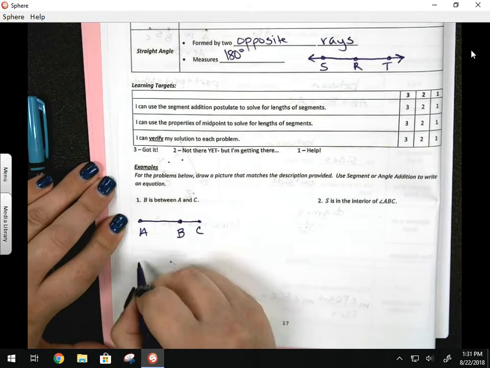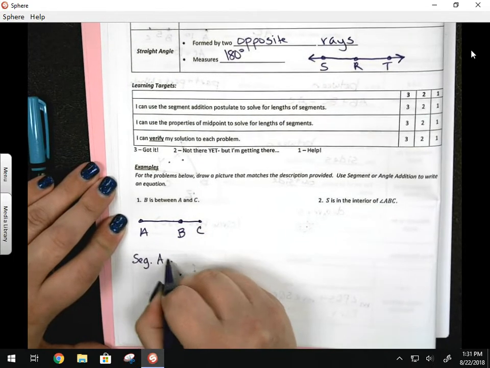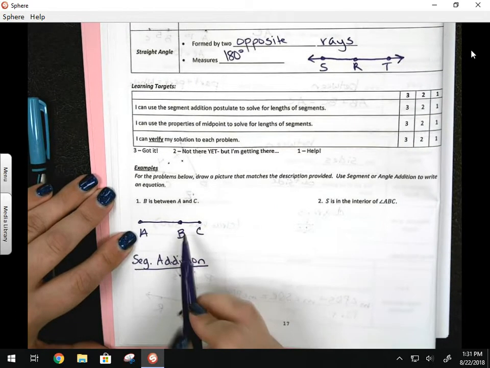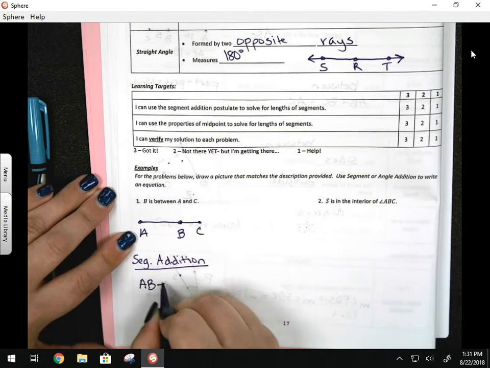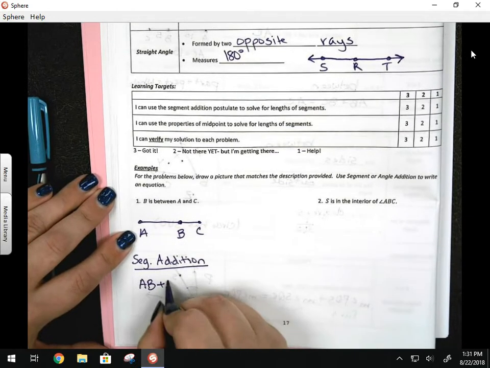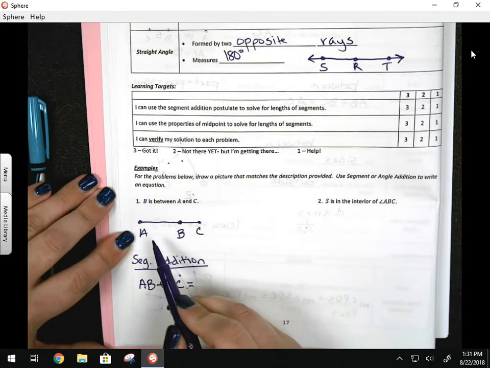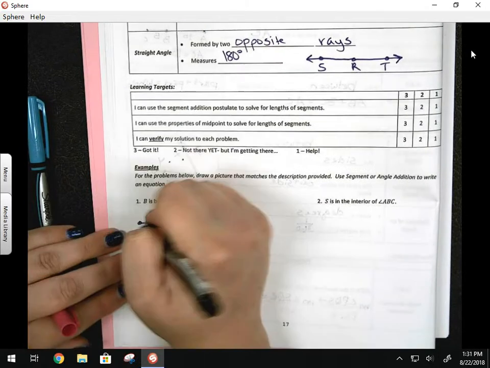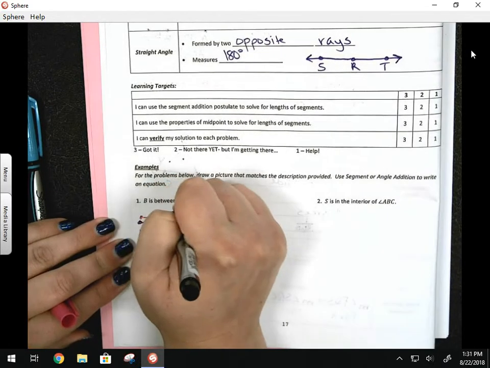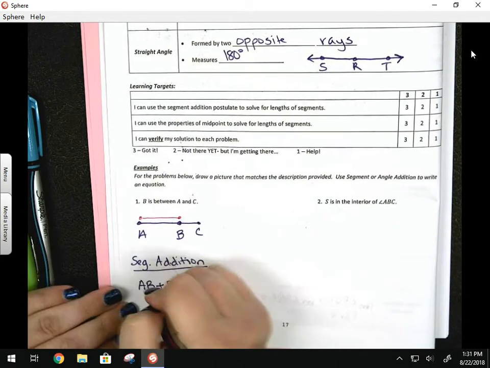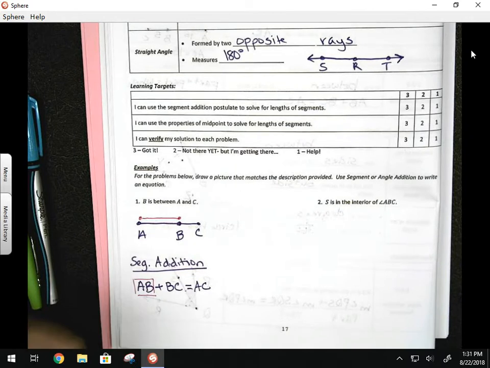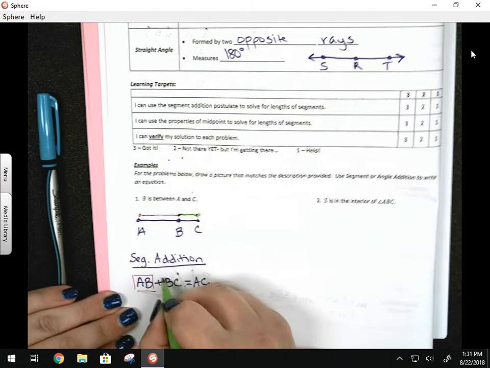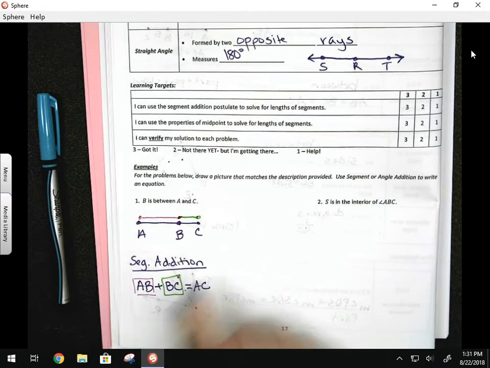And I know I'm going to use segment addition because I'm talking about segments right now. I know that one part is AB, another part is BC, and the whole thing is AC. So again, if we want to look at it with some colors, we've got AB is there, and then we have BC, which is the green, and then the whole thing is actually the purple.